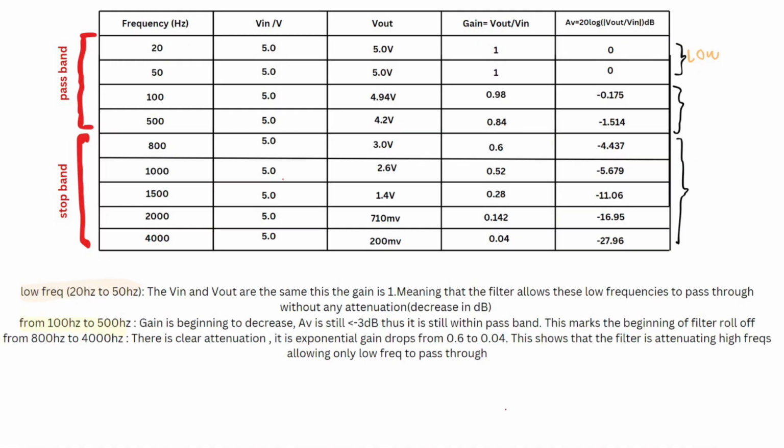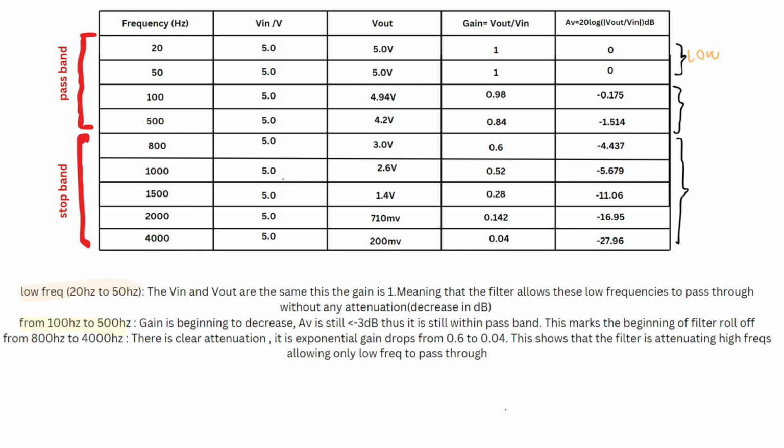So from the table given here, these are the results from the part TP3, TP4. What occurs is that at low frequencies, the gain is 1. So therefore, the dB is 0. And then as I increase the frequency, the gain decreases and AV goes into negative. As we know, minus 3 dB is the cutoff point. Thus, everything before AV equals minus 3 is pass band, and everything beyond is stop band.